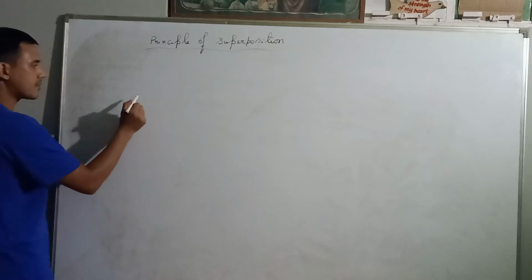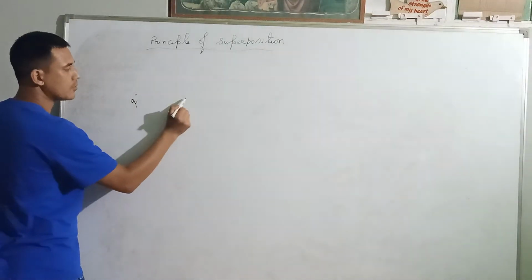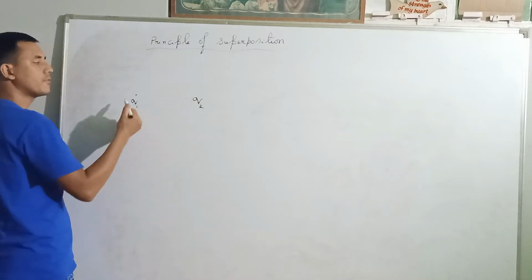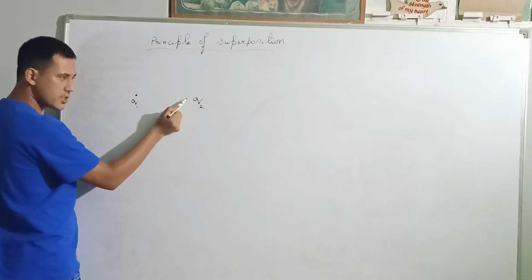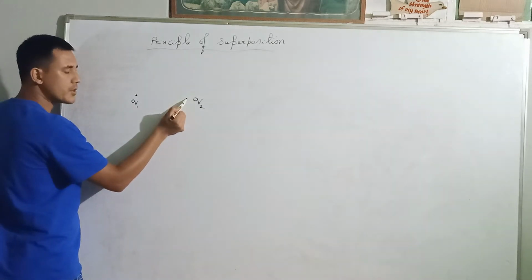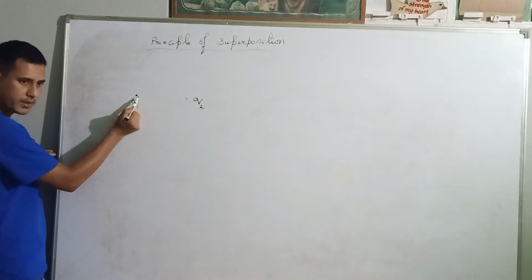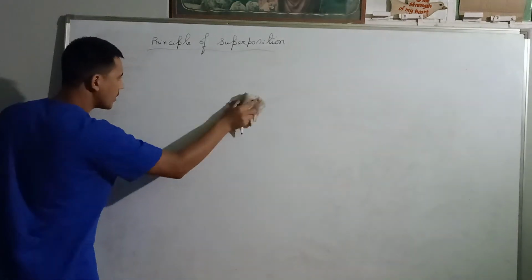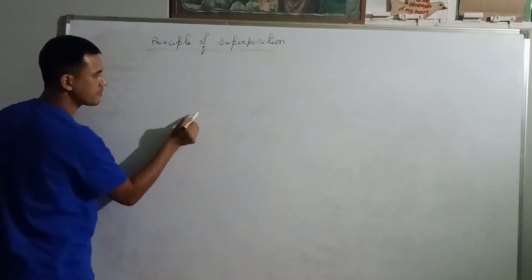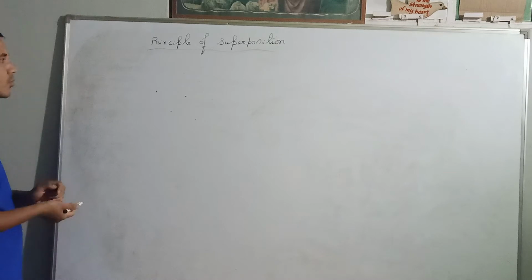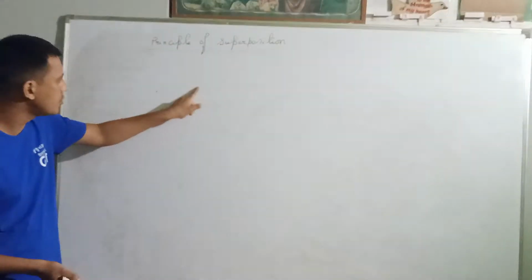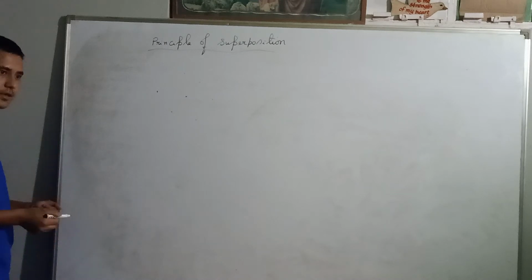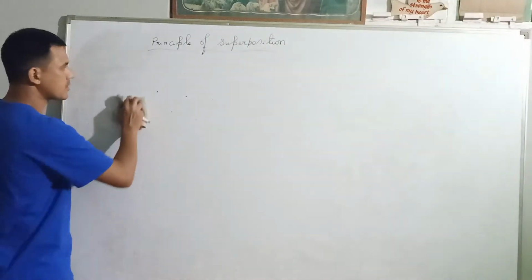If only two charges are interacting, say Q1 and Q2, as we have studied in Coulomb's law, then this charge will experience a force due to this charge, and this charge will experience an electrostatic force due to this charge. Only that. But what if a number of charges are interacting and you want to find the total force exerted on one particular charge due to all these charges? The principle of superposition is going to give us that result, the resultant electrostatic force.